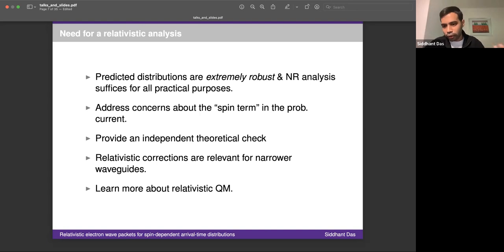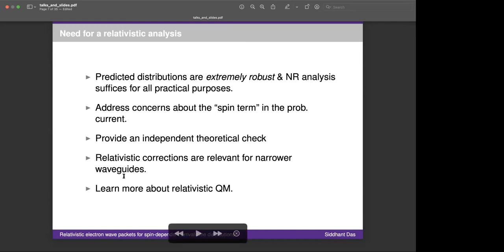Of course, I know at the back of my mind that you will see this backflow because that extra term comes from the Dirac current, as you just said. That is one of the reasons. The other reason was to have an independent theoretical check. And personally, for me, it was the reason to really learn relativistic quantum mechanics and see what kind of relativistic effects we get on top of the non-relativistic results. Okay, that's good. Thank you.